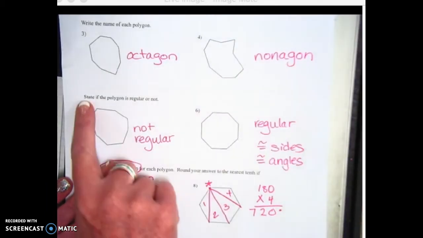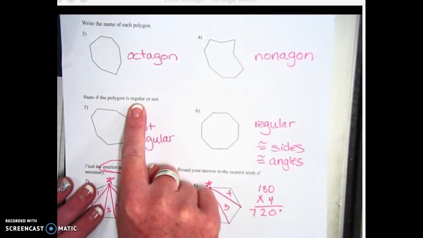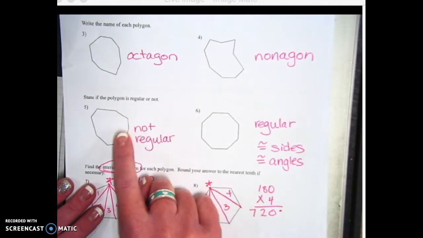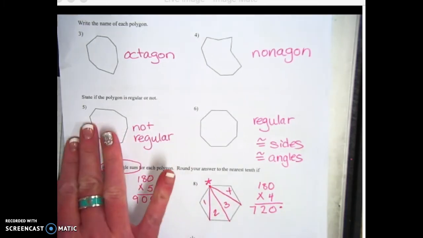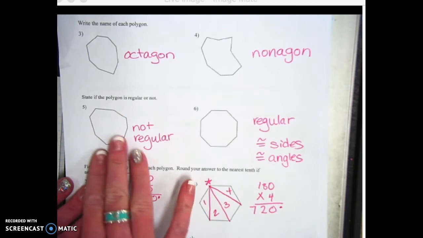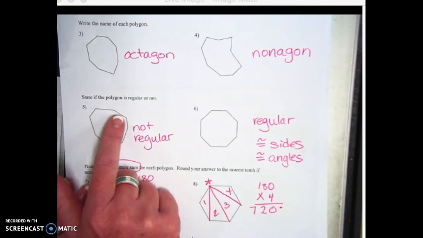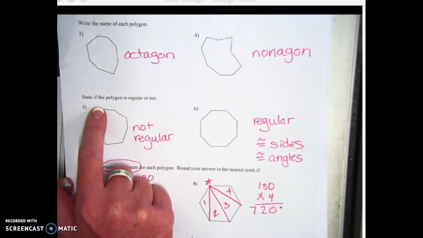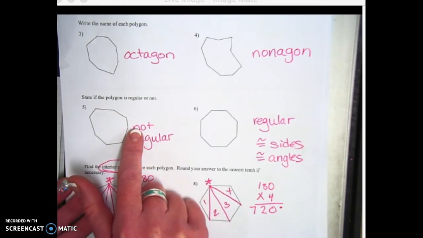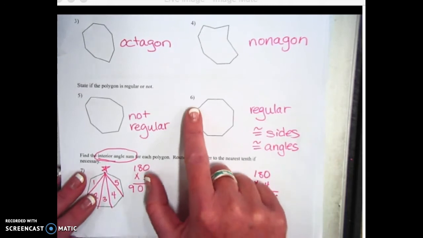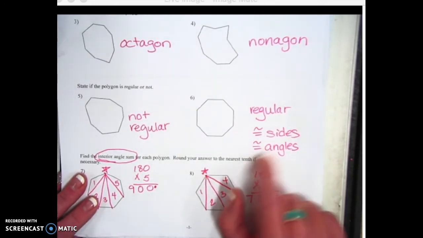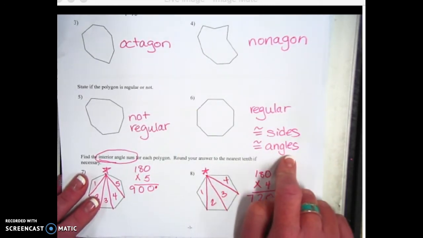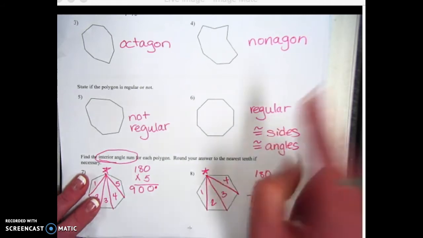Numbers 5 and 6 says, state if the polygon is regular or not. So this one is kind of slanted to the left here. That means that some of the angles in here, like these two, are going to be greater than these smaller angles in here. That makes it not regular. Number 6, however, has all congruent sides and all congruent angles, so it is definitely regular.